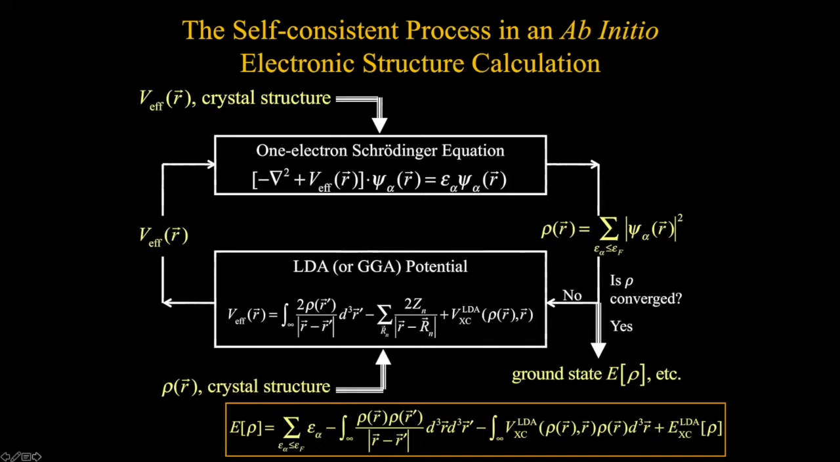There are many different methods. The most popular ones are based on plane waves and pseudopotentials. But the different methods differ in how they solve this one-electron Schrödinger equation.